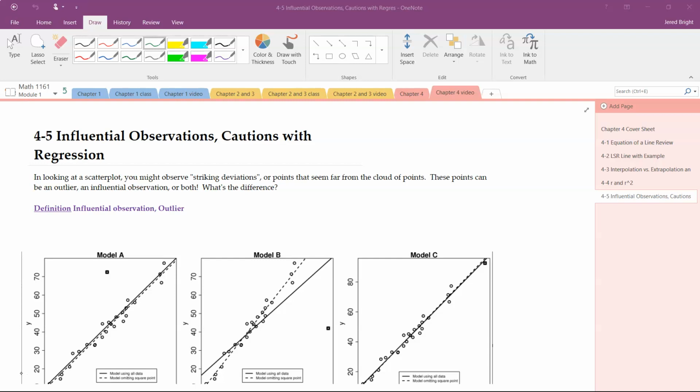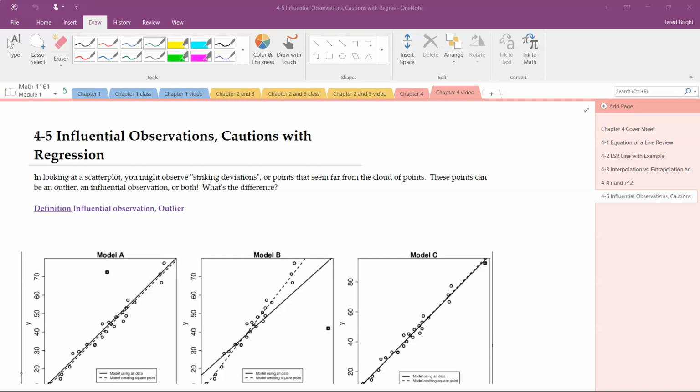Previously, when we were working with scatter plots, we talked about striking deviations, okay? And many questions came up. How are these different than outliers? How are they similar? And the answer is they are outliers. Formally, we could do mathematics to show that, but we're not going to go that deep in this course. The only other thing is that they could be outliers, they could be influential observations, or they could be both. So striking deviations can be an outlier, influential observation, or both.